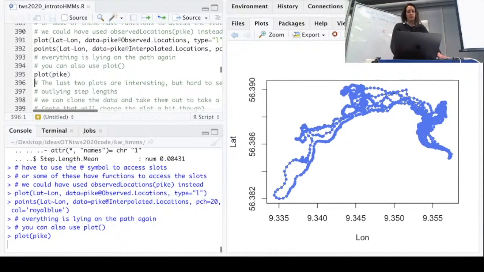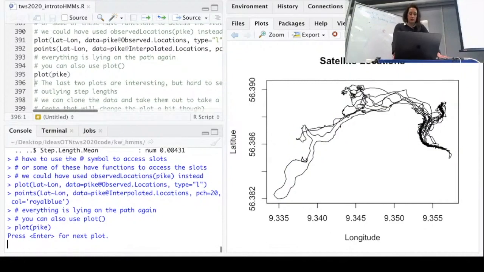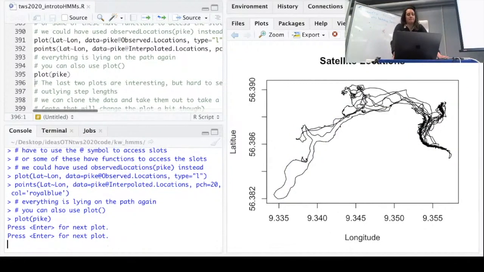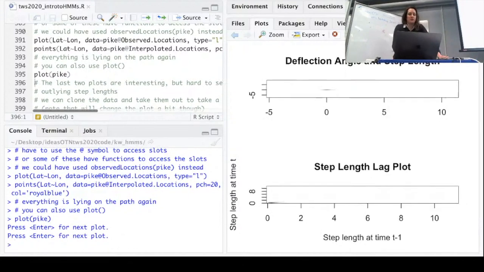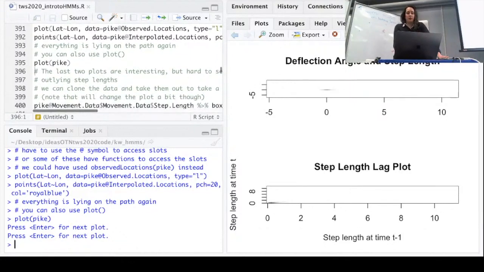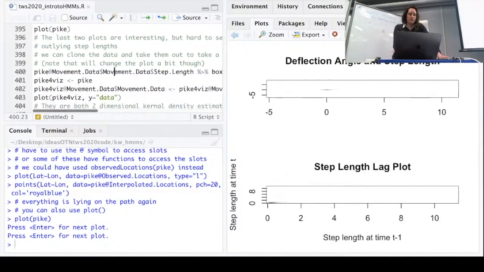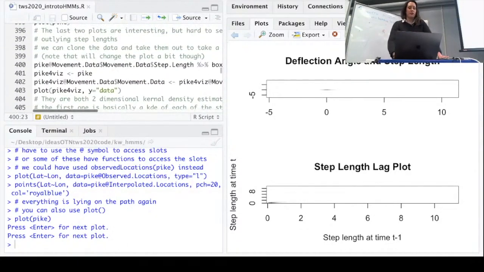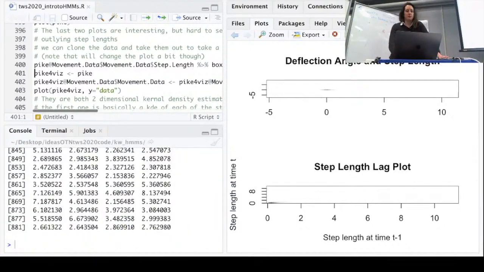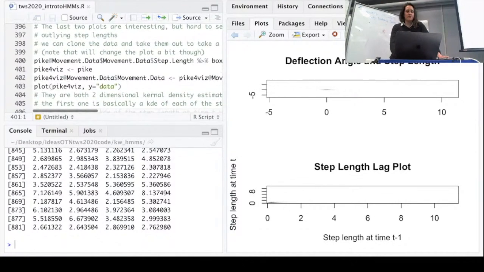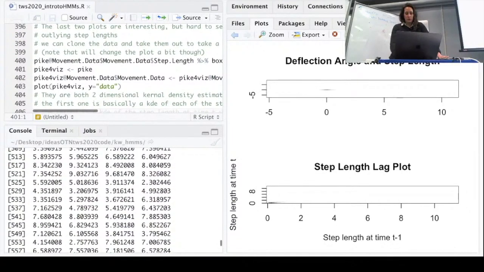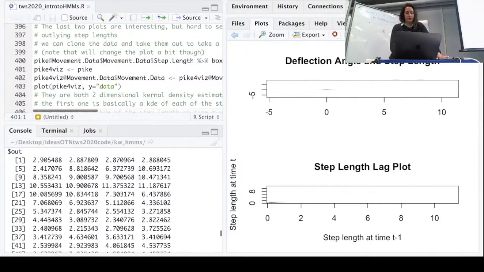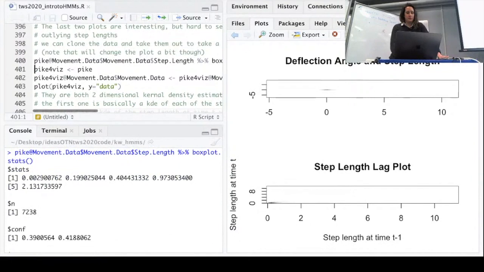Then we want to use the actual Markov Mover function to plot the pike. First we have the interpolated locations, and then a couple of other graphs. It's a little hard to see these, just because we have some outliers here. So down here, I first look at those outliers using the function boxplotstats. I'm selecting out the step lengths from the interpolated data and looking at boxplotstats. We have a fair number of outliers that are skewing this graph, so it's just hard to see.